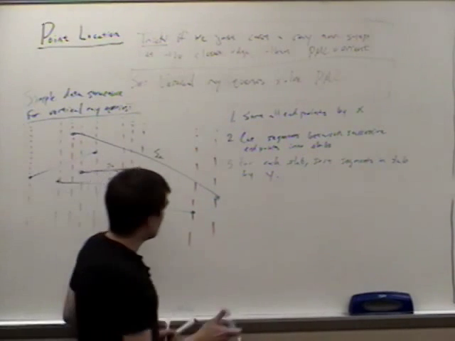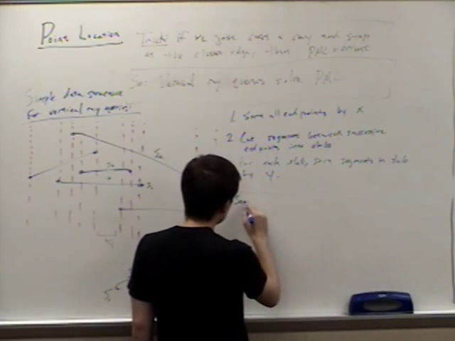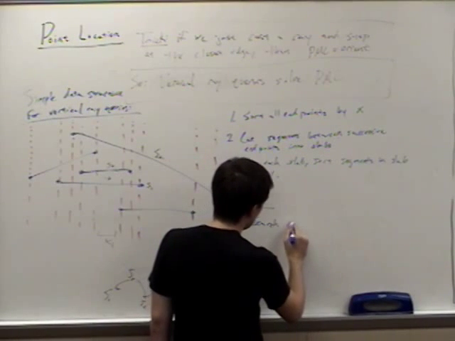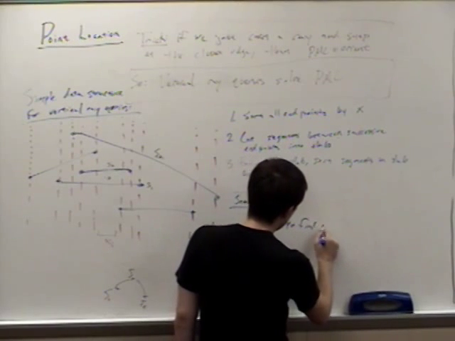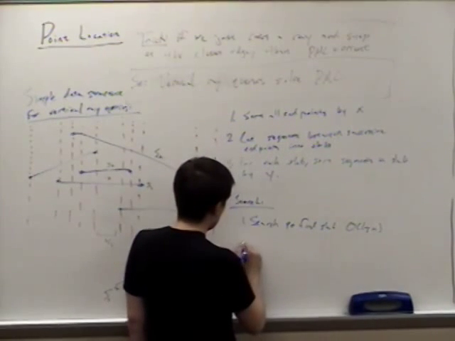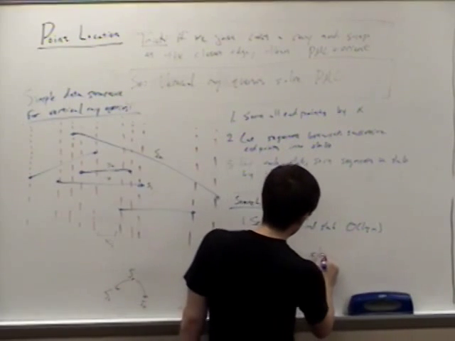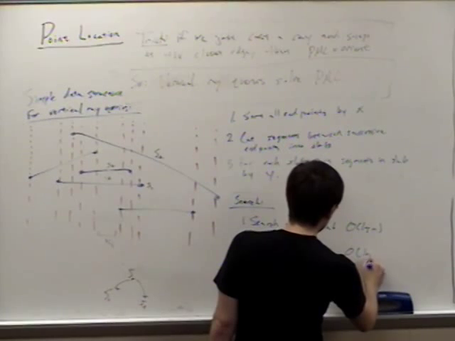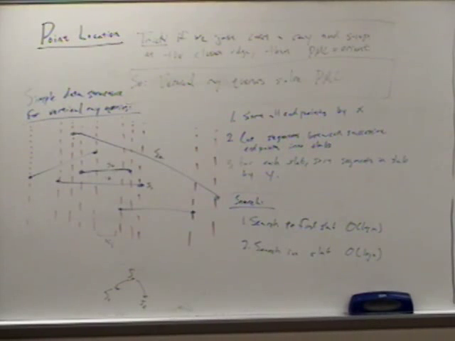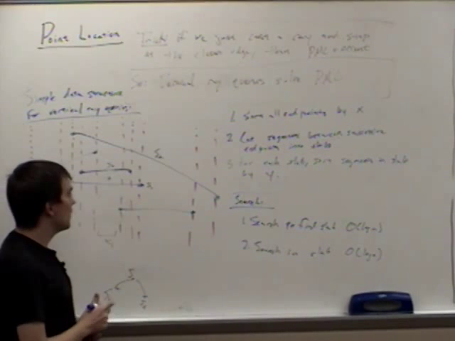So the conclusion of this is basically, to search, first do search for the slab, which is an order log n operation, and then second, search in the slab, also order log n. Worst case in both cases, right? So no expectation, no weird amortized argument or anything. Hard log n.